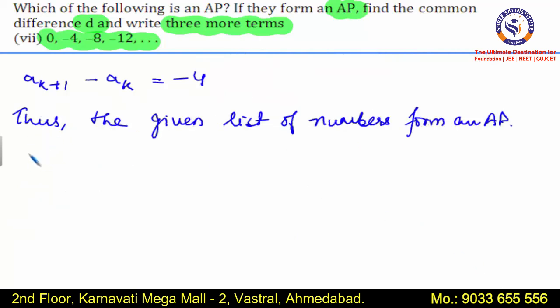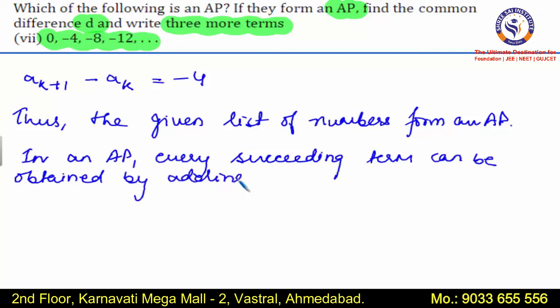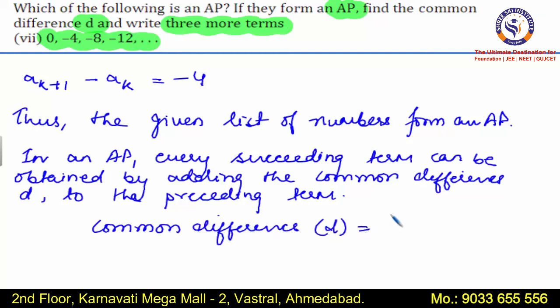Now we know that in an AP, every succeeding term can be obtained by adding the common difference D to the preceding term. In this case, the common difference is minus 4. Let us denote it by small d.